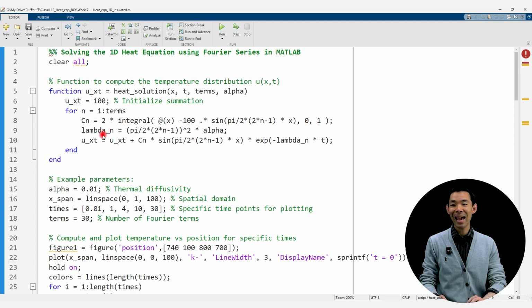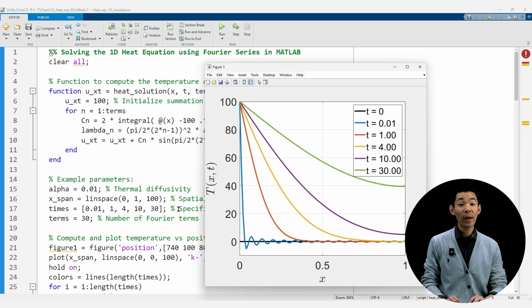Now, the lambda n is equal to here. I've snuck in there a factor of alpha and squared it, but once again, this is just an exponential prefactor. I'm adding up the solution C sub n as the sine series plus this exponential. And I'm going to evaluate this for 30 Fourier series terms in the summation. And I want to first plot it at specific time points going from 0.01 all the way to 30. Let's evaluate this. You get a profile that looks something like this.